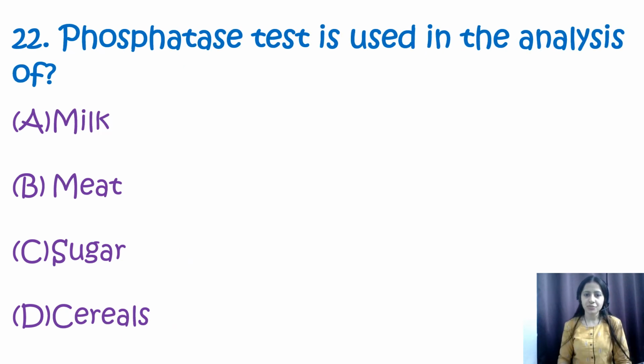Question number 22. Phosphatase test is used in the analysis of, options are milk, meat, sugar, and cereals. So my correct option over here is milk. So this phosphatase test is used in the analysis of milk, and this test is employed to determine whether the milk has been adequately pasteurized by measuring the activity of the enzyme, that is phosphatase enzyme. So if the phosphatase enzyme is present and active in the milk, what does it suggest? That the milk has not been properly pasteurized. So over here the correct option is A, that is milk.